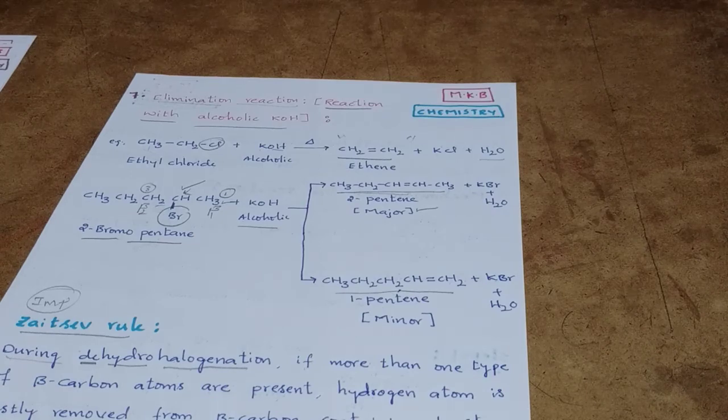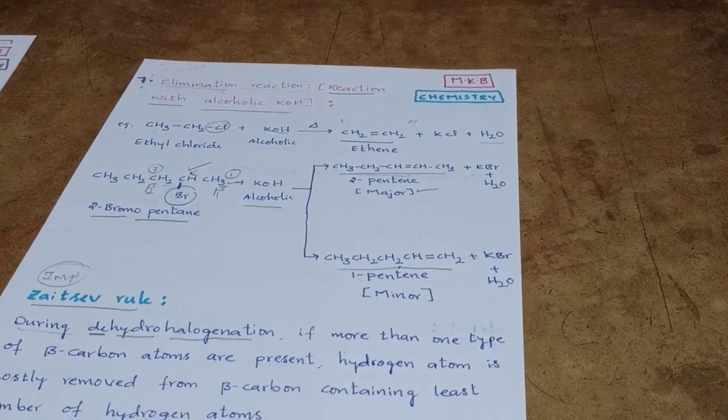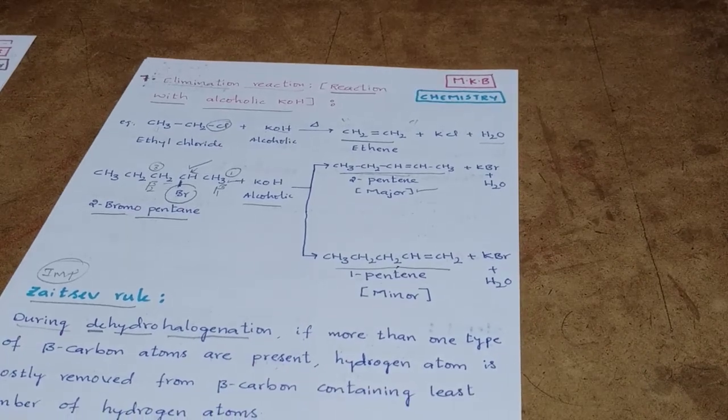Then Wurtz reaction. What is this Wurtz reaction? I think you have already studied about this Wurtz reaction in the first PU itself or in the 11th standard itself. That is, alkyl halides are treated with sodium metal in the presence of dry ether to form a higher alkane or hydrocarbon.